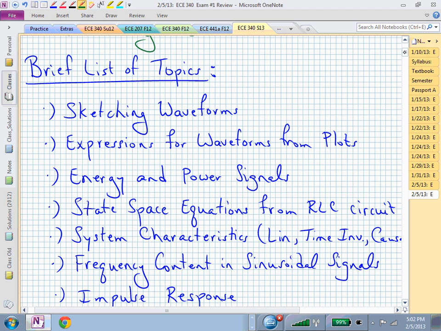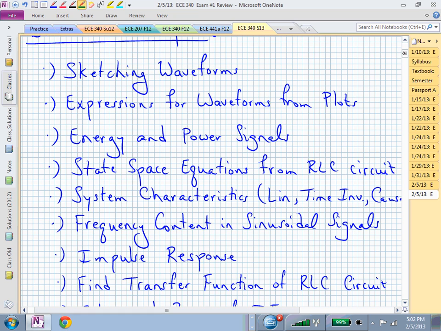The list of topics is already on D2L, but just to get us thinking about what you're responsible for, this is a brief list. It may not be inclusive of everything, but you should be able to sketch waveforms. You should be able to write down expressions for waveforms from plots, and that's in terms of unit steps, ramps, and sines and cosines. I won't really ask you to try to figure out what a functional form is other than sines and cosines, ramps, or constants.